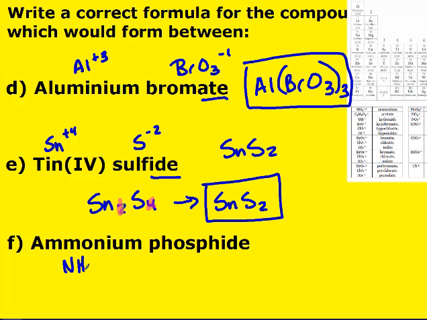Ammonium was our positive polyatomic ion. And then phosphide is the element P with a -3 charge. So in this case, I need 3 ammoniums and 1 phosphorus.